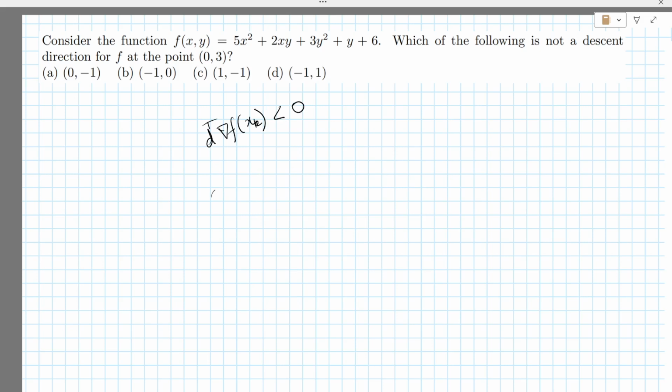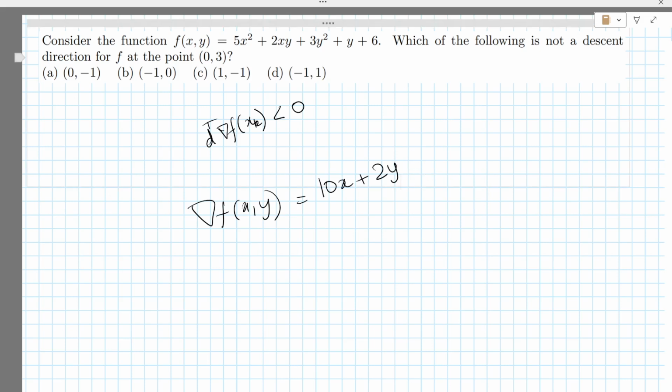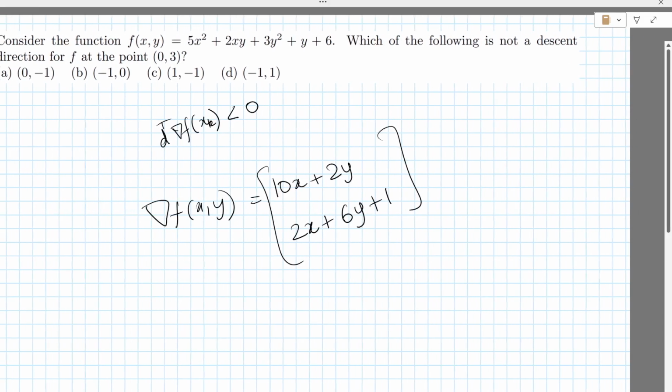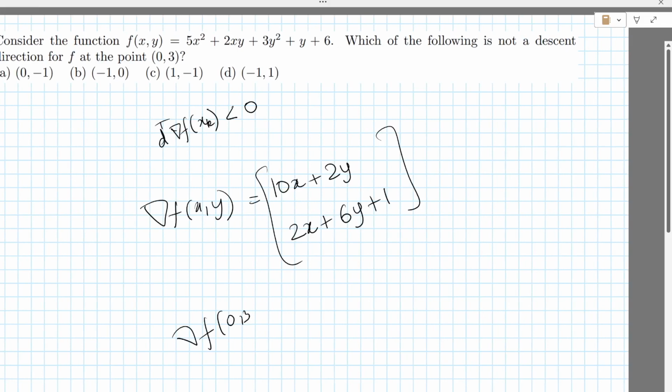If you look at f(x,y), the gradient will be 10x plus 2y, and the rest is 0. And the other component is 2x plus 6y plus 1. At the given point, the gradient comes out as 0, 19.